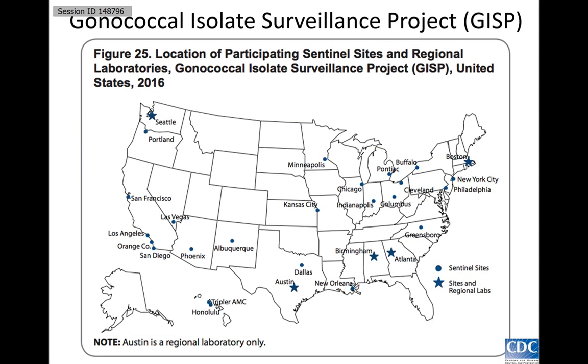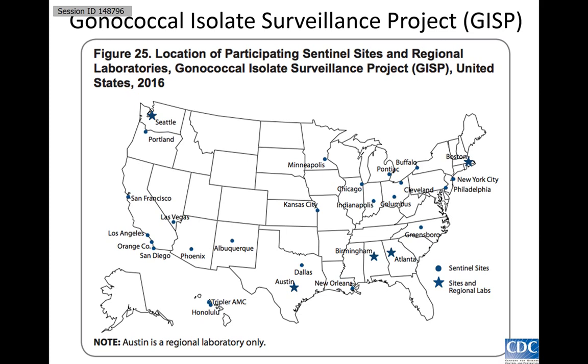The Gonococcal Isolate Surveillance Project. This is a surveillance that was established in 1986 to monitor antimicrobial resistance trends in Neisseria gonorrhoeae. And that is because gonococcal infections have been associated with antibiotic resistance. It's basically a collaboration between local laboratories as well as STD clinics with the CDC.